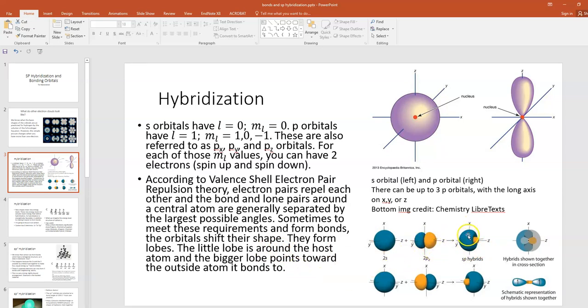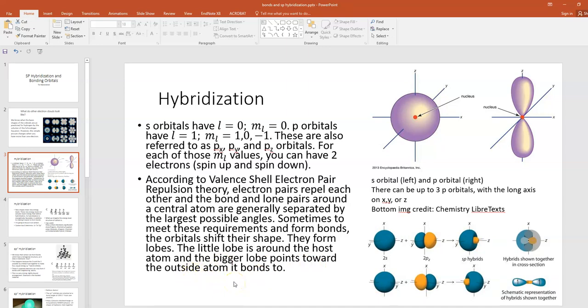What will happen is that they'll form these lobes. You can see here that we have a 2s and a 2pz merging to form this sp hybrid. It's a funky shape that has a big lobe and a little lobe, okay? In hybridization, the little lobe stays around the host atom, and the bigger lobe points towards the outside atom that it wants to bond to.